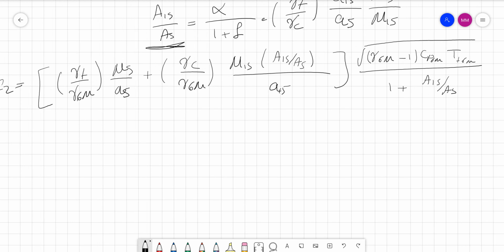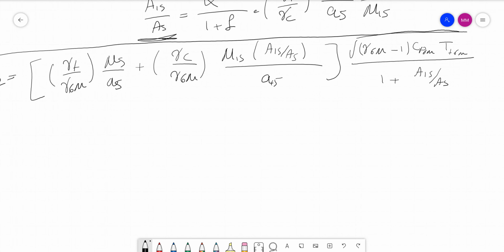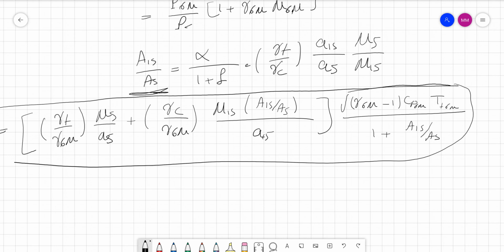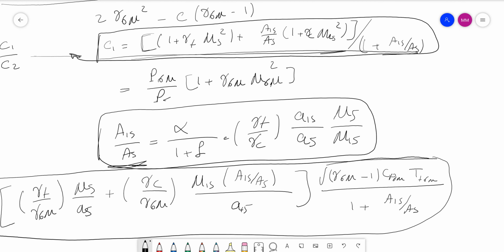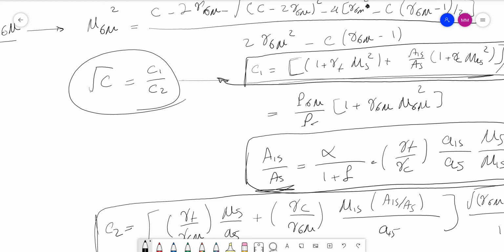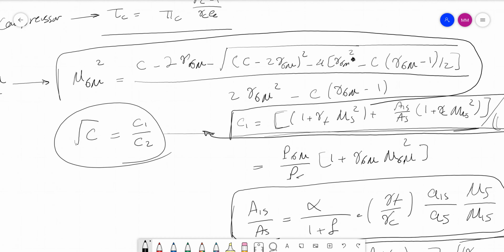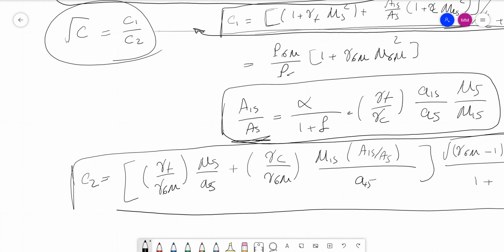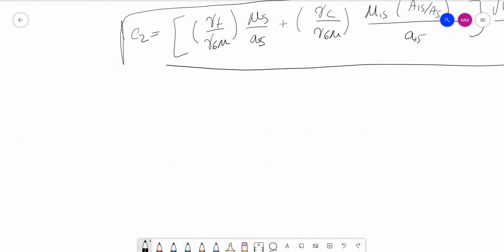This equation is also the line equation, the same as the C1 equation, but essentially you should have all of the parameters already for C1 and C2. Okay, if you ended up not having the area ratio, this is your equation. So using this, you can find the square root of C like that in this equation here, and you will get your Mach number at the exit of the mixer.